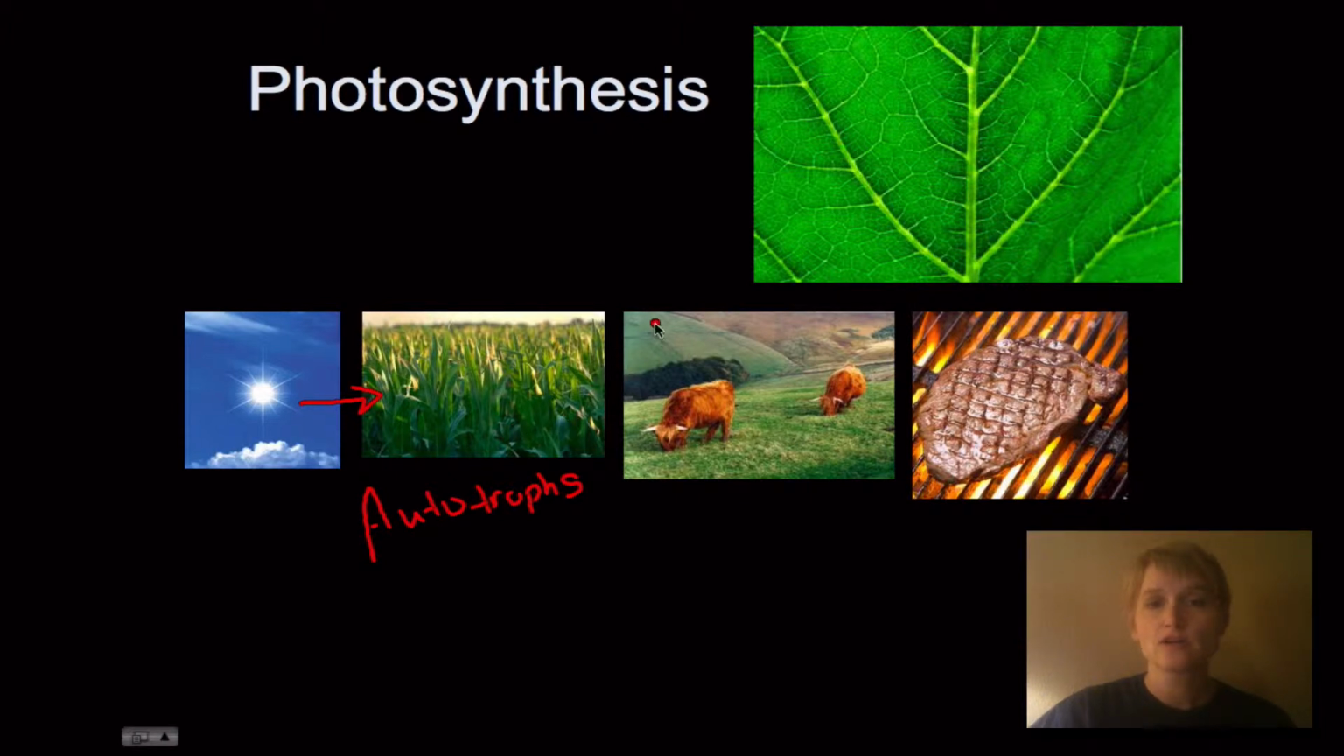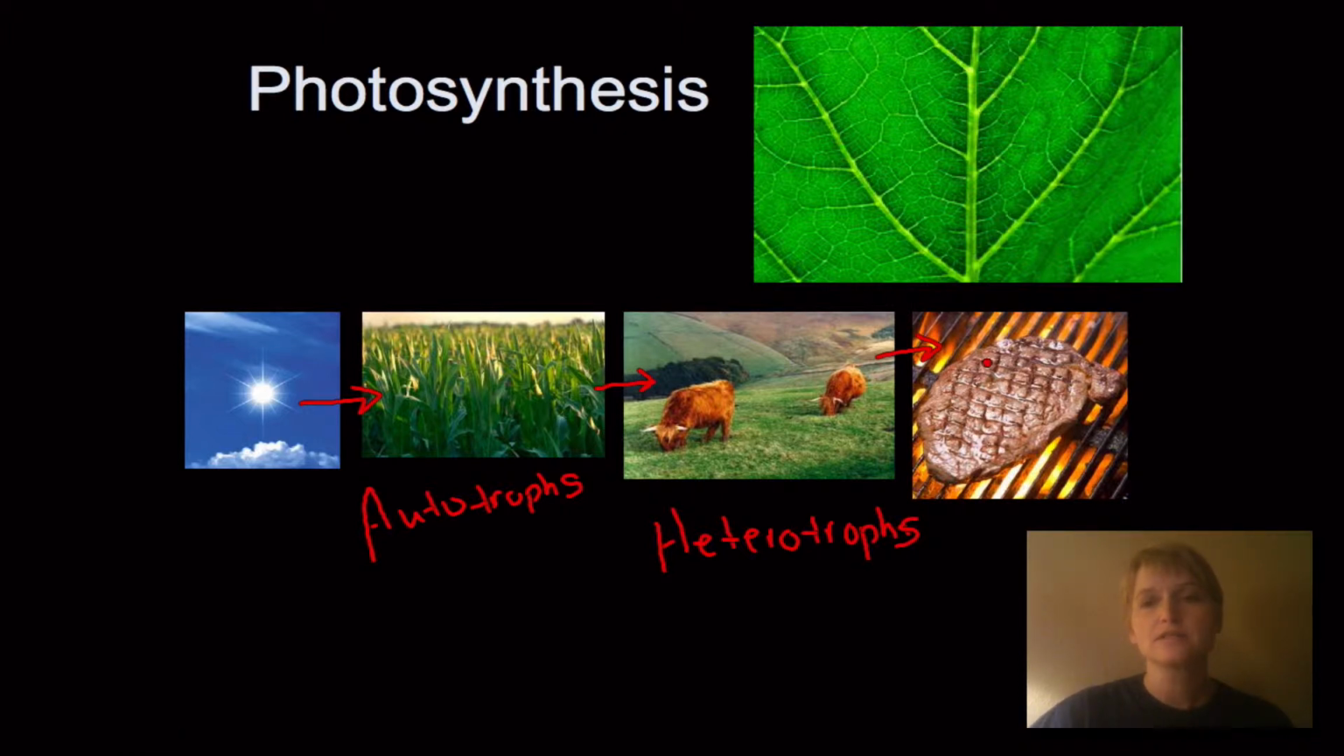And then there are other organisms that have to get their energy by eating other organisms, and they're called heterotrophs. So these are heterotrophs. And you can see that these are herbivores. So they're eating the grass. They don't eat meat, they just eat the grass, so they're herbivores. But there are carnivores that eat other animals.